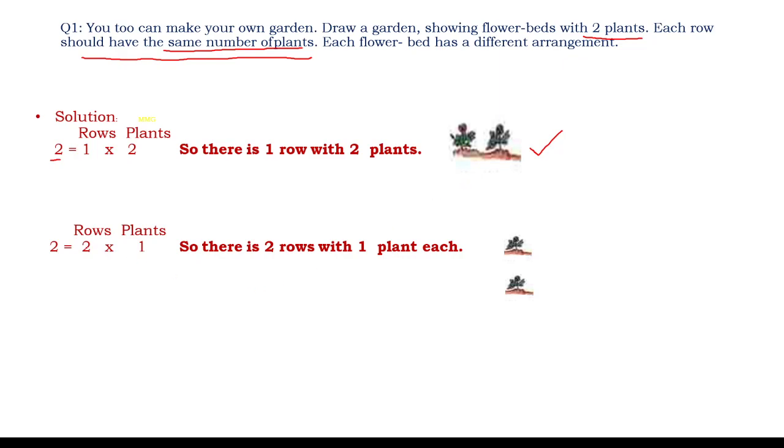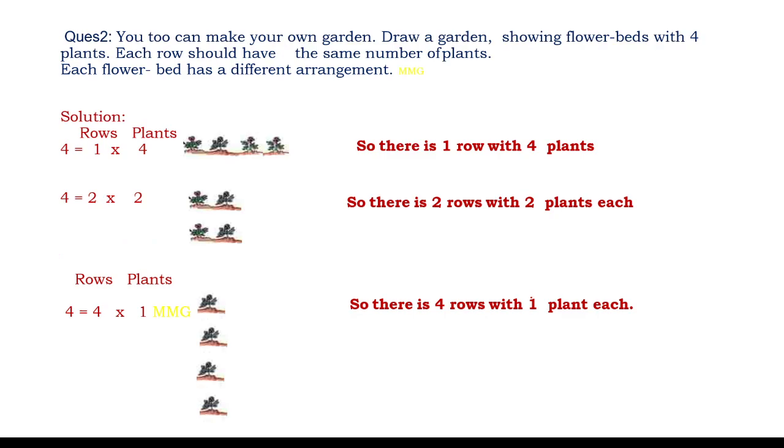Okay, next is what I have done here. I have again written rows and plants, and here I have interchanged the digits. So you can see here I have written 2 over here and here 1. So 2 times 1 equals how much? 2 times 1 equals 2. So there is 2 rows with 1 plant each. So here you can see 1 row, next one 2 row, and in each row we have 1 plant. Okay, moving to the next page.